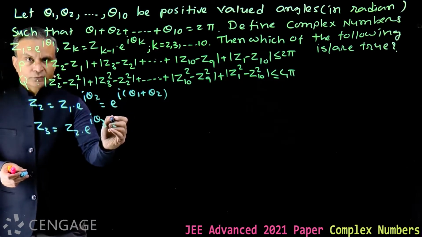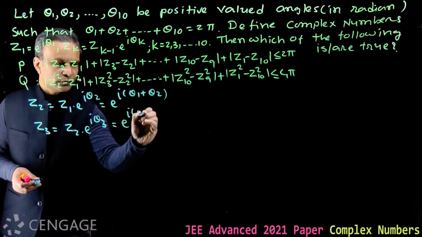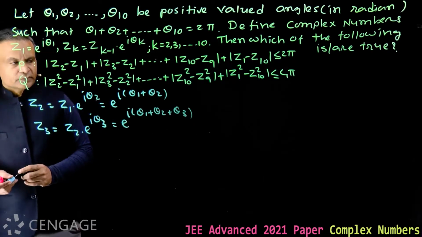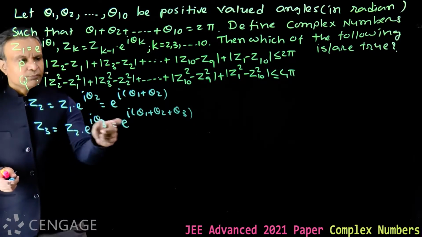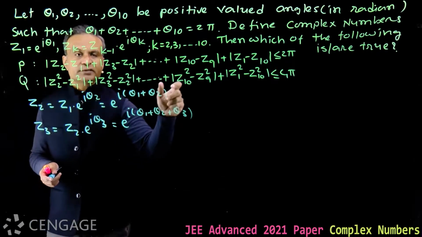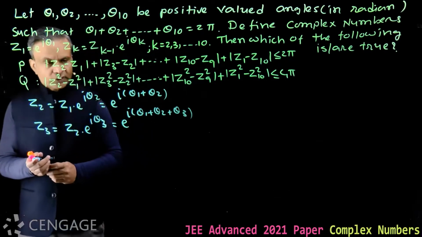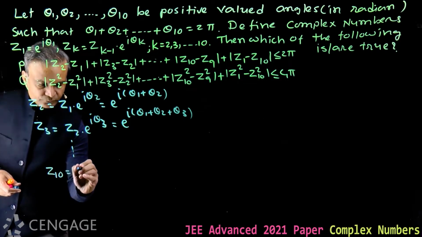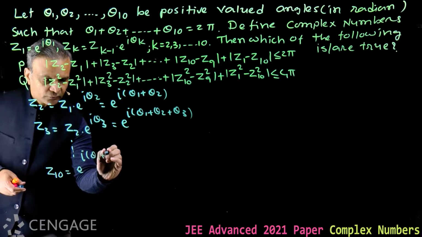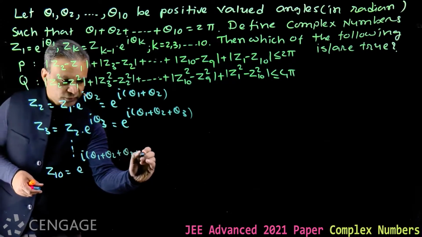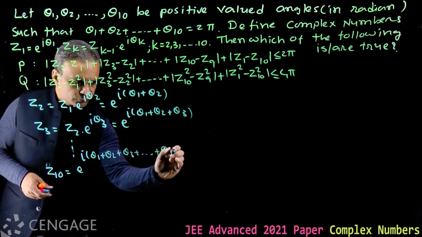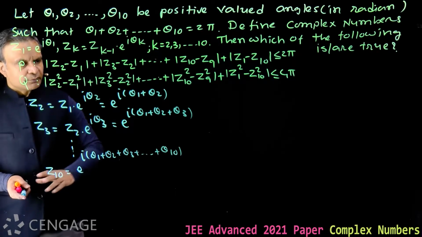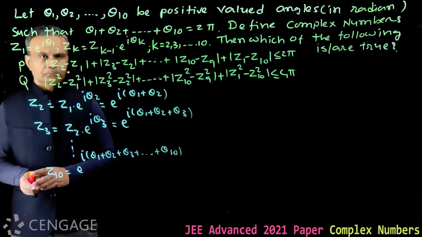Now z2 is this, so z3 will be e power iota (theta 1 plus theta 2 plus theta 3). Similarly we get other complex numbers: z4 will be e power iota (theta 1 plus theta 2 plus theta 3 plus theta 4), and then z10 will be e power iota (theta 1 plus theta 2 plus theta 3 up to theta 10). Now we first mark these complex numbers on the Argand plane.